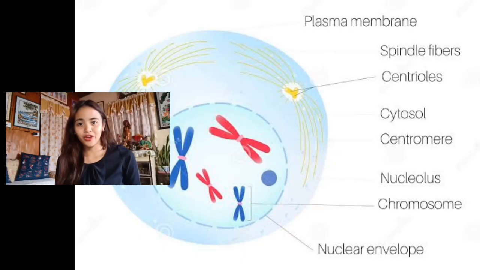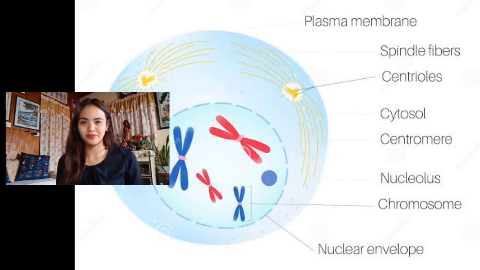For you to understand more, let me show you some of the parts of the cell during the mitosis phase. First on the list is the centrioles, nucleus, duplicated chromosomes, nucleolus, nuclear membrane, spindle fiber, centromere, and cell membrane.